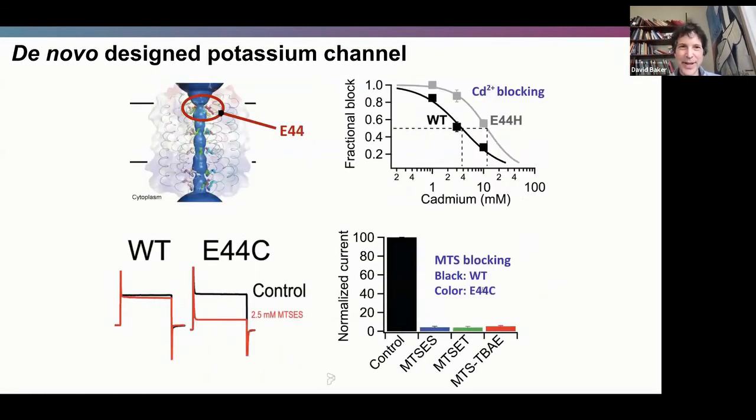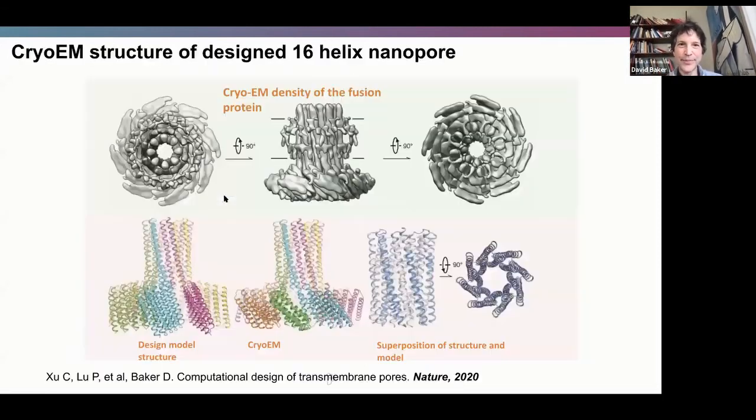In this experiment, Chunfu took a glutamate that was near the entrance of the channel and turned it to a cysteine. And what he found then is that this channel still conducted ions just fine, but if he chemically modified that cysteine, the conductance went away, sort of demonstrating that the ions are actually flowing through this central channel.